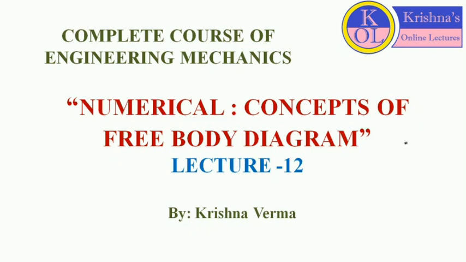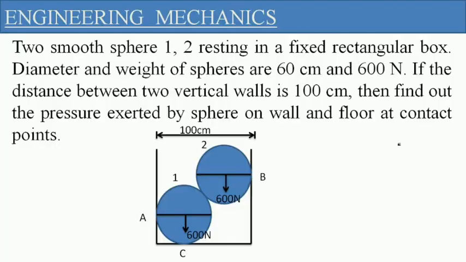In this video, I am going to discuss one numerical which is related to concepts of free body diagram. So here is the numerical. Two smooth spheres 1 and 2 are resting in a fixed rectangular box. The diameter and weight of the spheres are 60 centimeters and 600 newtons. Both spheres are equal. The diameter for both the spheres and the weight of these spheres is equal. If the distance between two vertical walls of the rectangular block is 100 centimeters, then find the pressure exerted by the sphere on the wall and floor at the contact points.